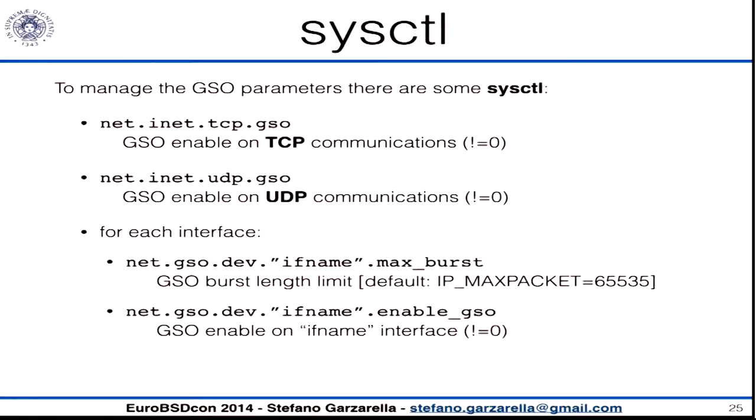To manage the GSO parameters, we add some sysctls. There are two sysctls to enable or disable GSO for TCP or UDP communication. For example, net.inet.tcp.gso enables or disables GSO on all TCP communication. And there are two others for each interface, to limit the GSO burst and to enable or disable GSO on an individual interface.